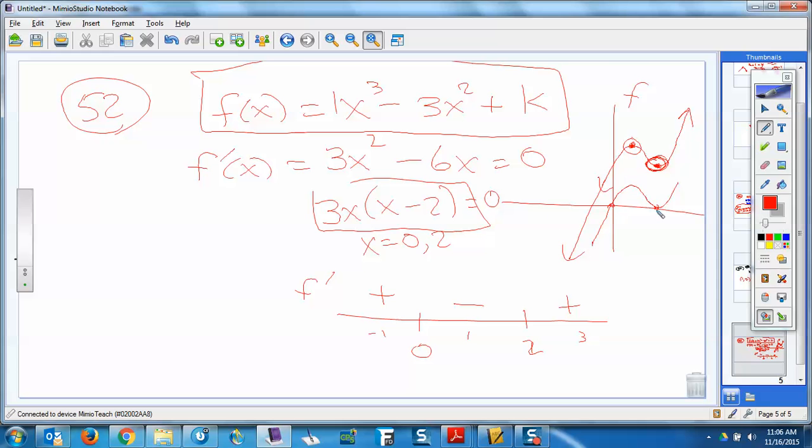Okay, so where is the minimum? The minimum is when x is 2, right? So I'm going to take that 2 and plug it in for x, right? So when x is 2, I get 2 cubed is 8.